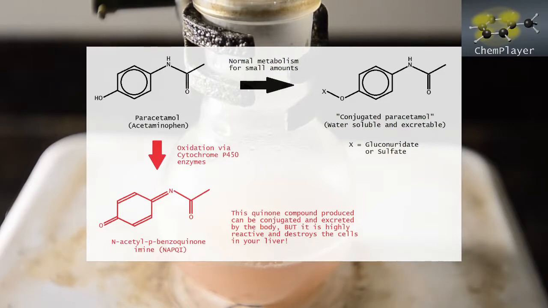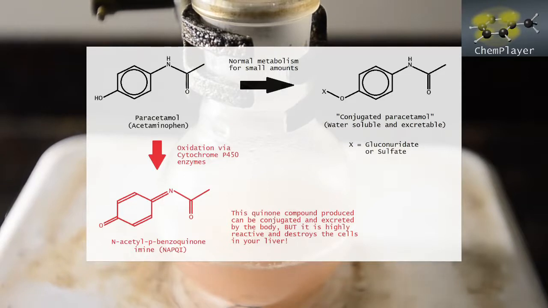But there's a catch. The body can oxidize paracetamol pretty easily, but the resulting compound is a quinone known as NAPQI. And it's highly reactive. Just like it rapidly polymerizes and forms red dyes when heated in solution, if it's formed via oxidation processes in your liver, it will react with your liver and destroy your liver cells.